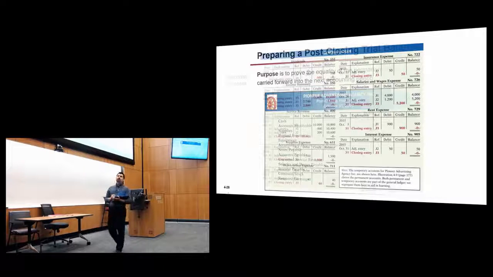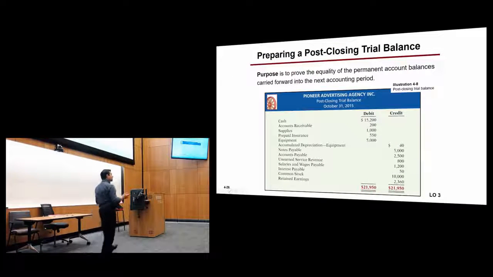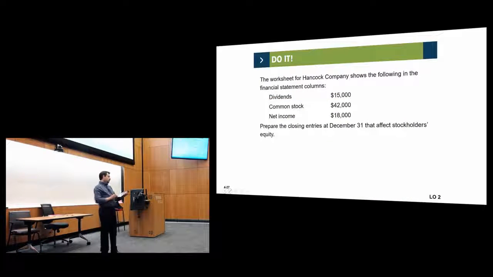Now, companies prepare a post-closing trial balance in the same way that we prepare the trial balance and the adjusted trial balance. This one will only include the permanent accounts. Okay? And why is that? Because all the temporary accounts have zero balances. So they will not show up on the post-closing trial balance. Any questions?